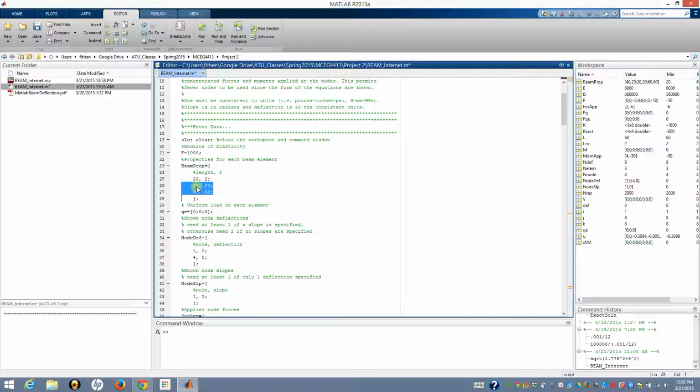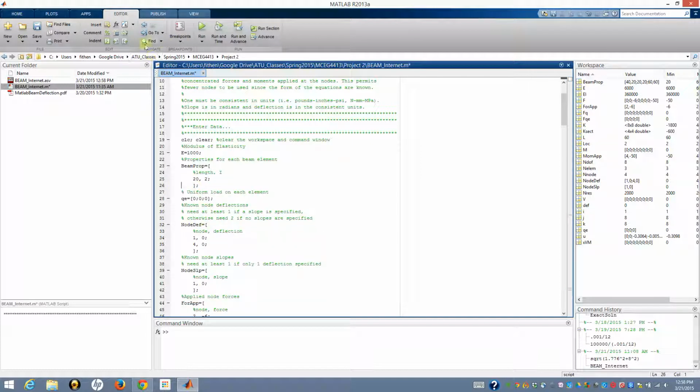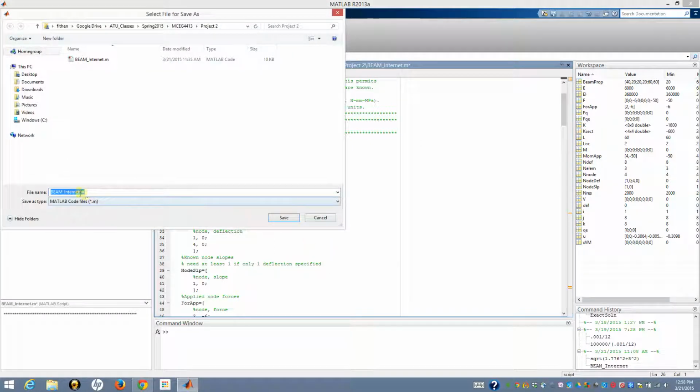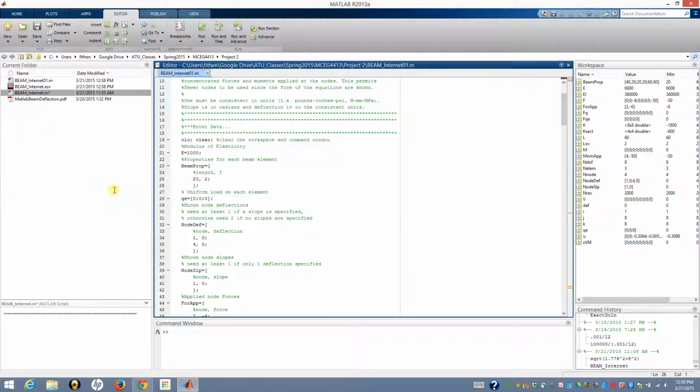Now, there's nothing else there. Before we do this, we're going to save it as Beam001, so you'll have a record of this. We're going to put a uniform load on here. I have one element, with 10 being the answer to that.